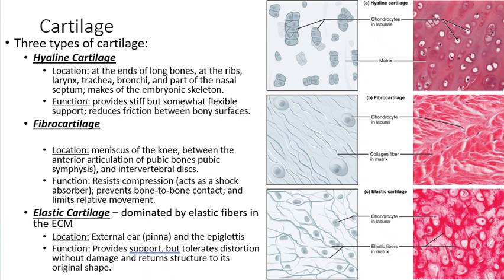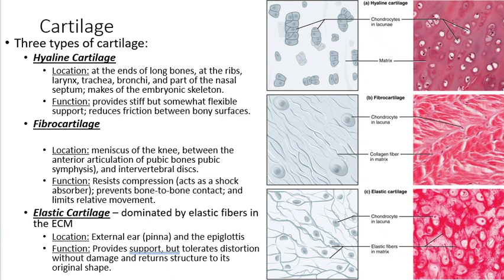And then last but not least, elastic cartilage, which is dominated by elastic fibers in the ECM. So it can bend and then have structures go back to their original shape. This is located in the external ear and the epiglottis. Your epiglottis is a piece of elastic cartilage that closes off your voice box, called your larynx, so that when you swallow, food goes into your esophagus and not into your windpipe.